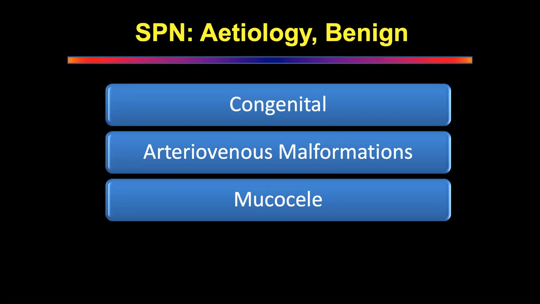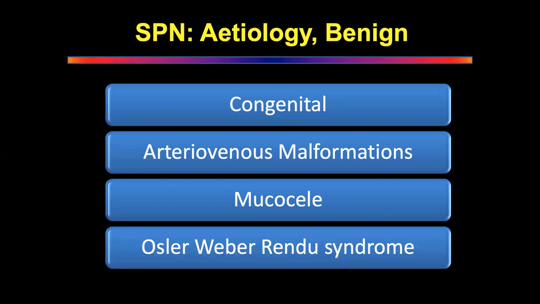Malformations are seen in what syndrome? I don't know, sir. Yeah, Osler-Weber. Isn't Osler-Weber multiple? But in the lungs you get small lesions with even malformation. So we're talking just about the lung.